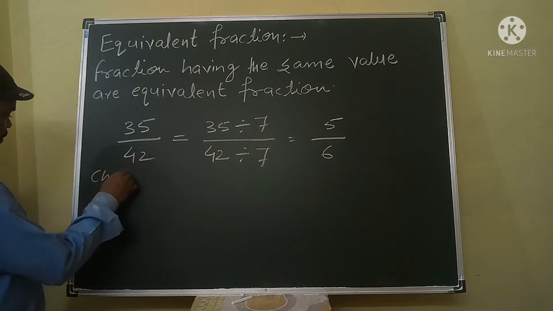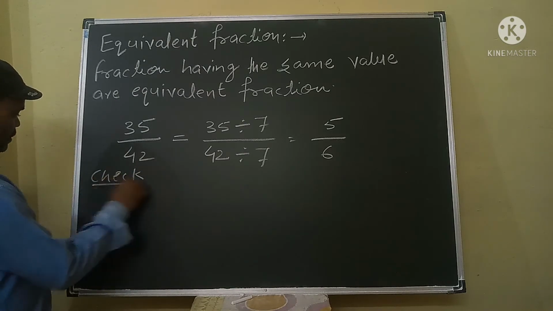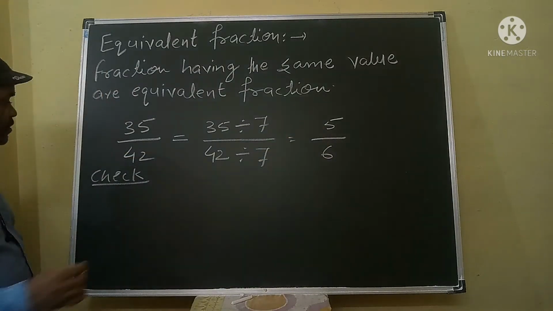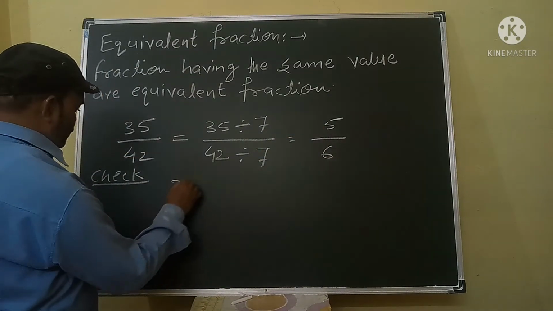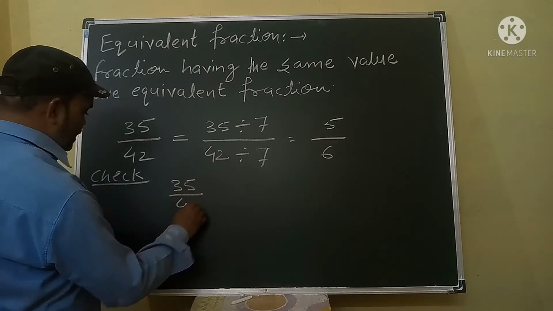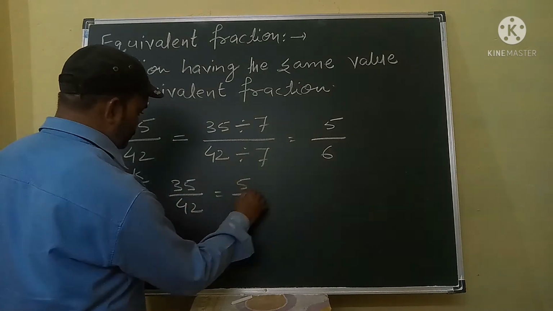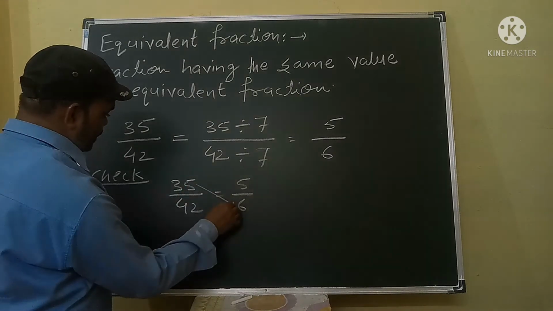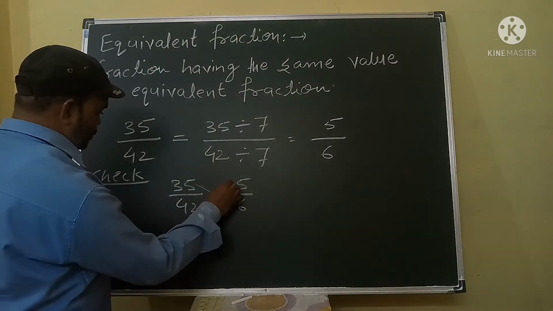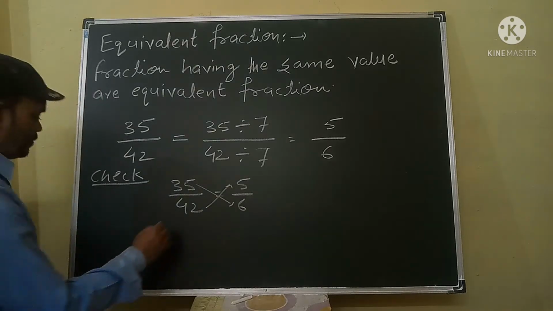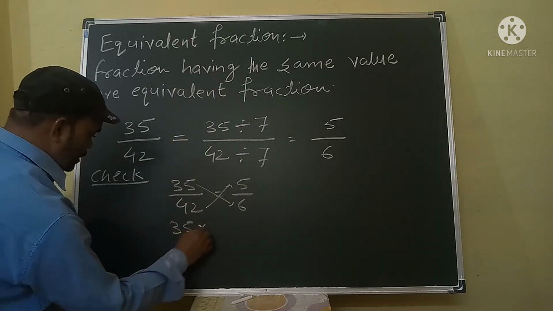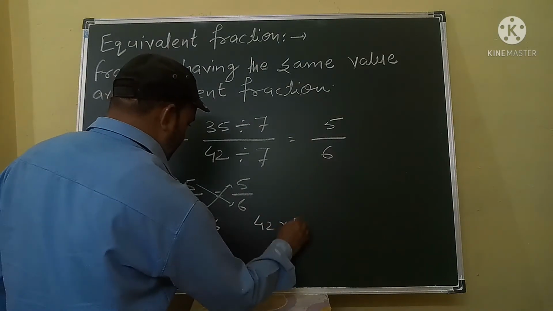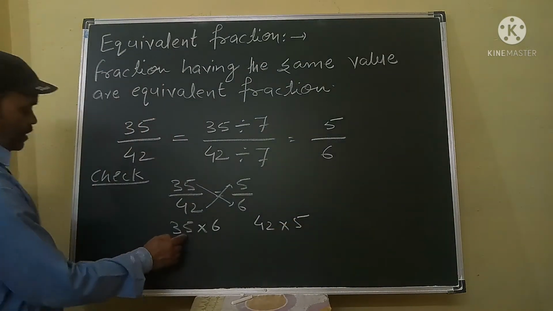How can you check if the given two fractions are equivalent or not? By the help of cross multiplication. 35 multiplied by 6 and 42 multiplied by 5.